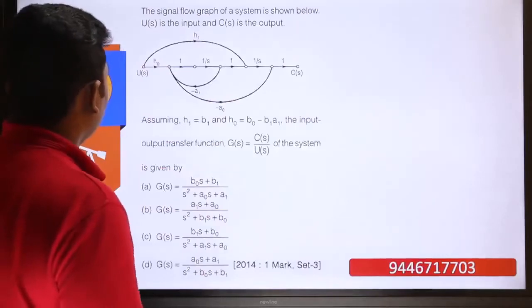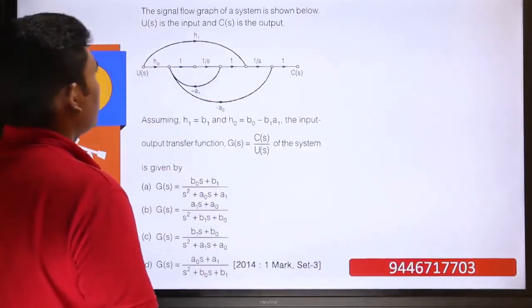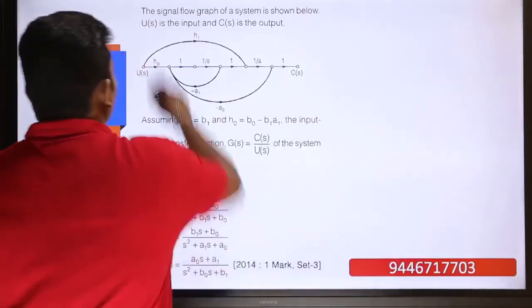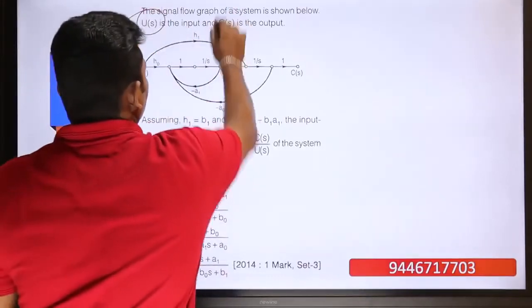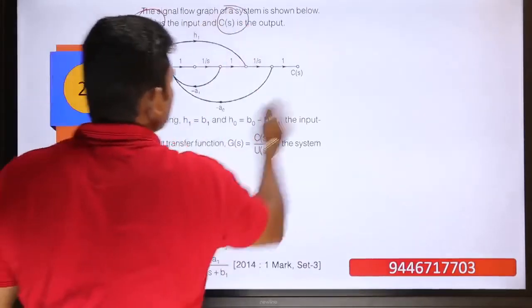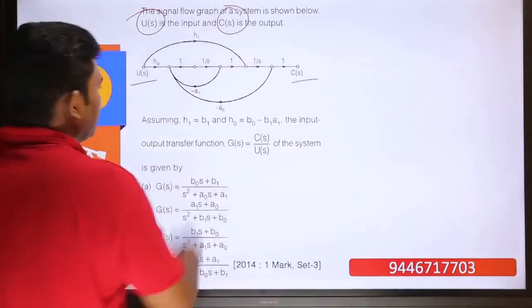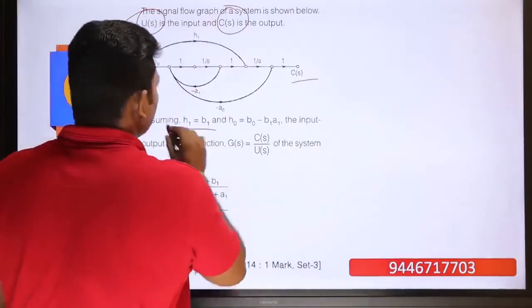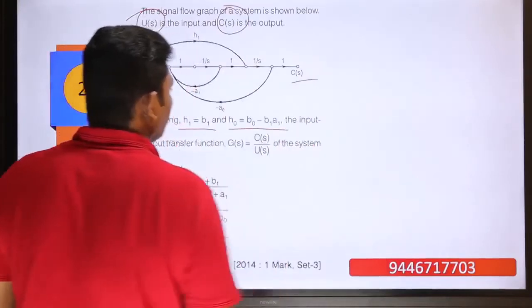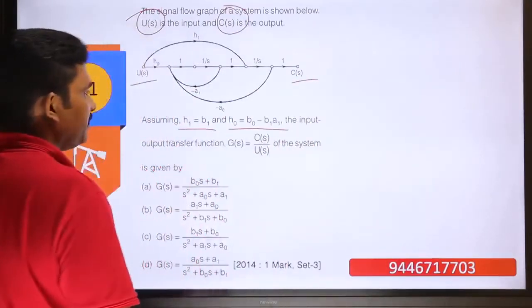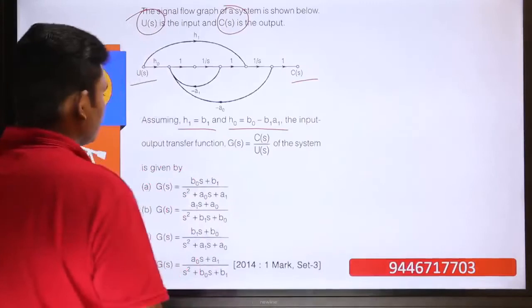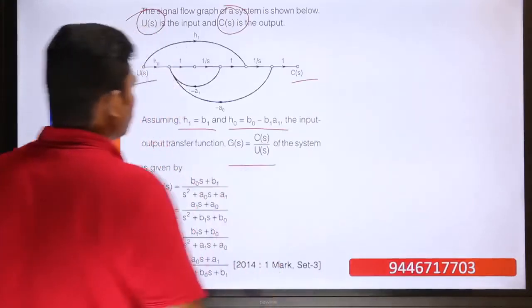Now moving into question number 21. The signal flow graph of a system is shown below. U of s is the input and C of s is the output. Assuming H1 is equal to B1 and H0 is equal to B0 minus B1 A1, the input output transfer function of the system is what is the question.